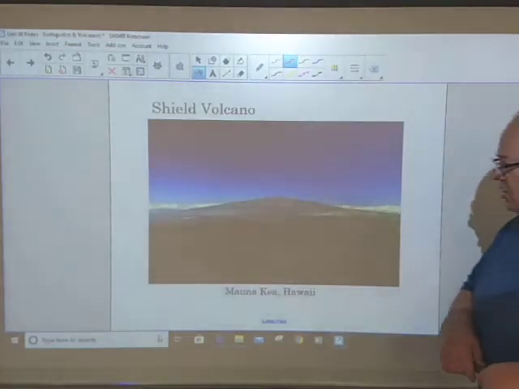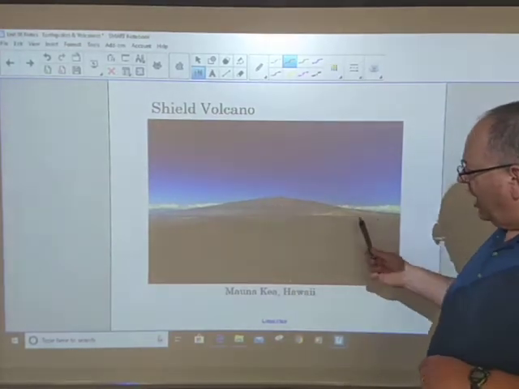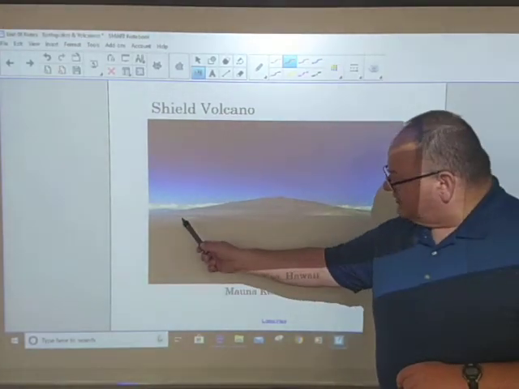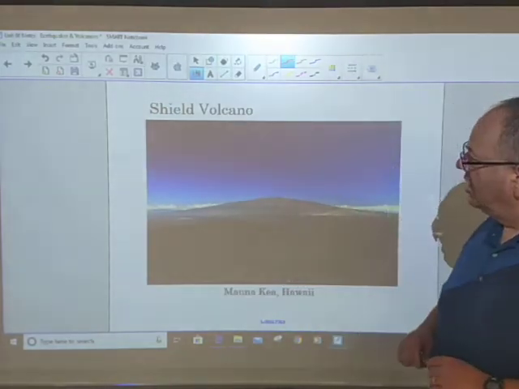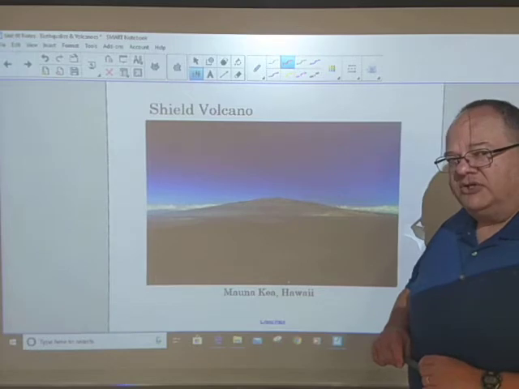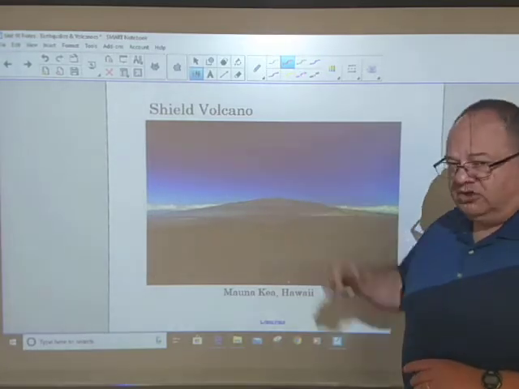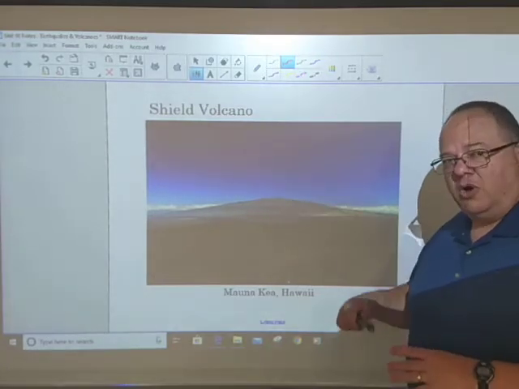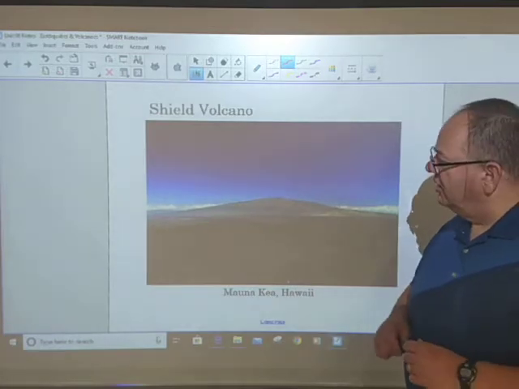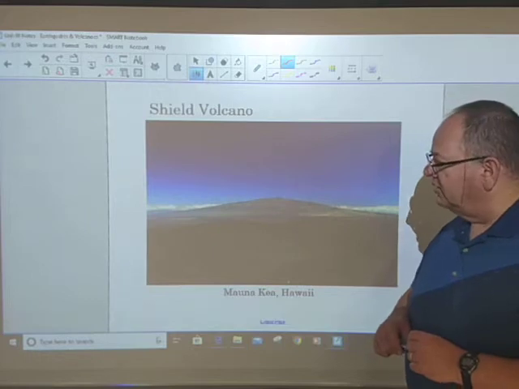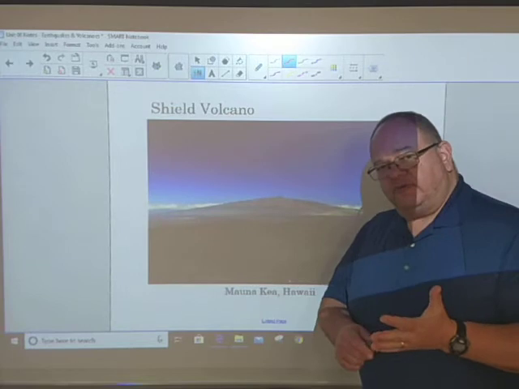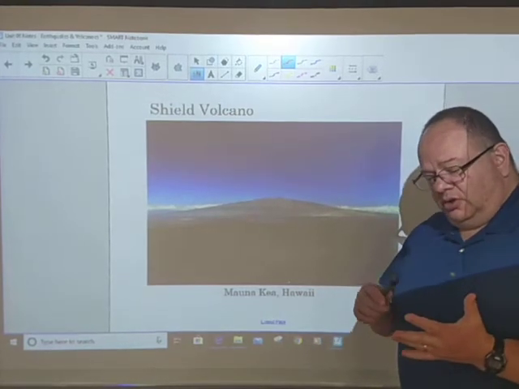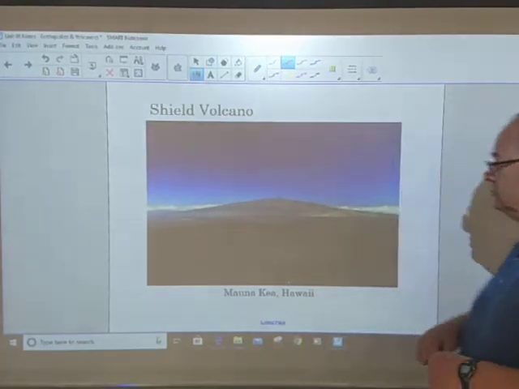So here's a picture of Mauna Kea in Hawaii, and that has a very low, broad shape to it. The Hawaiian Islands are shield volcanoes. Mauna Loa, Mauna Kea, Kilauea. They are the result of mostly mafic type lava flows. Effusive eruptions, shield volcanoes.